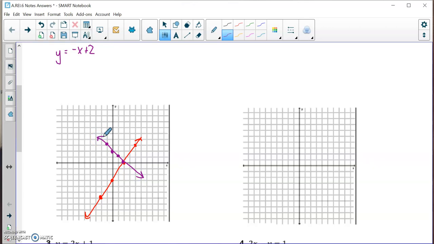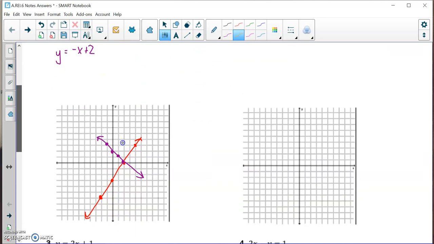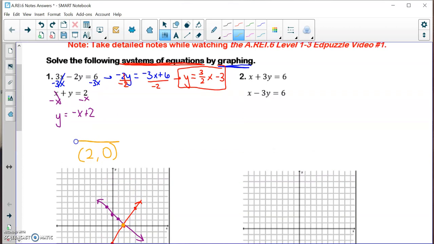Now, when I ask you for your solution to a system, what we are really trying to identify is where these 2 lines intersect on the graph. Well, we have an intersection point. My intersection point is this point that I'm highlighting in yellow right now, which is the point (2, 0). When we find the solution to a system of equations, we write it in ordered pair format. This is your solution. Now I'm going to show you how we know that this is the solution.